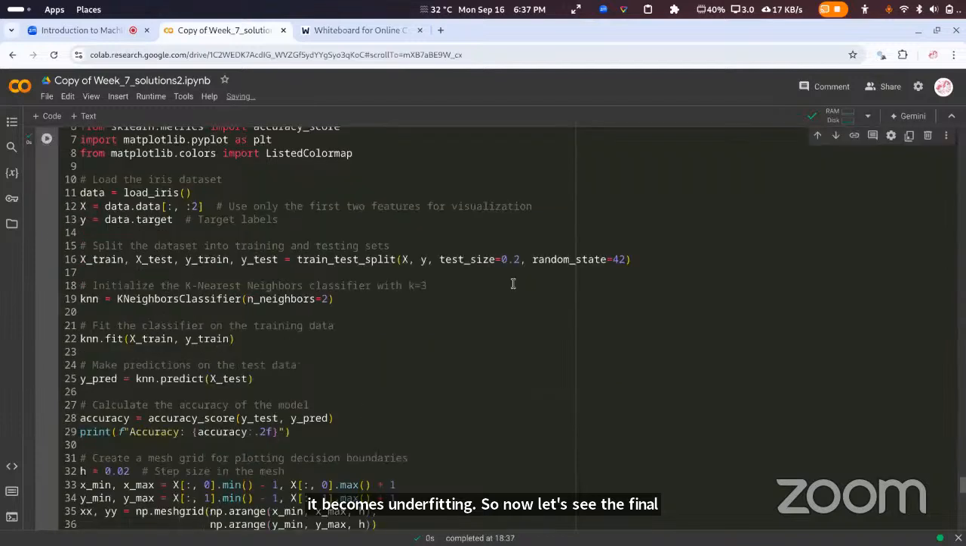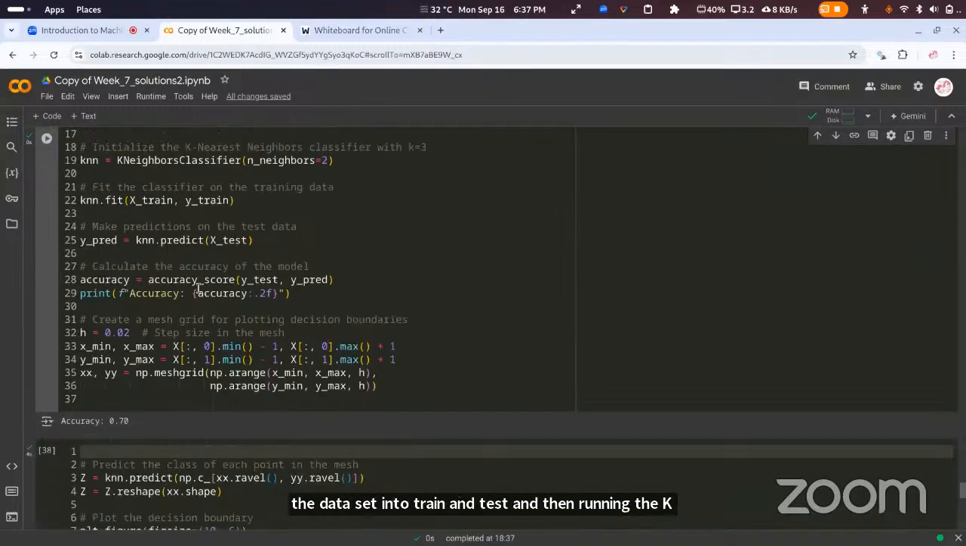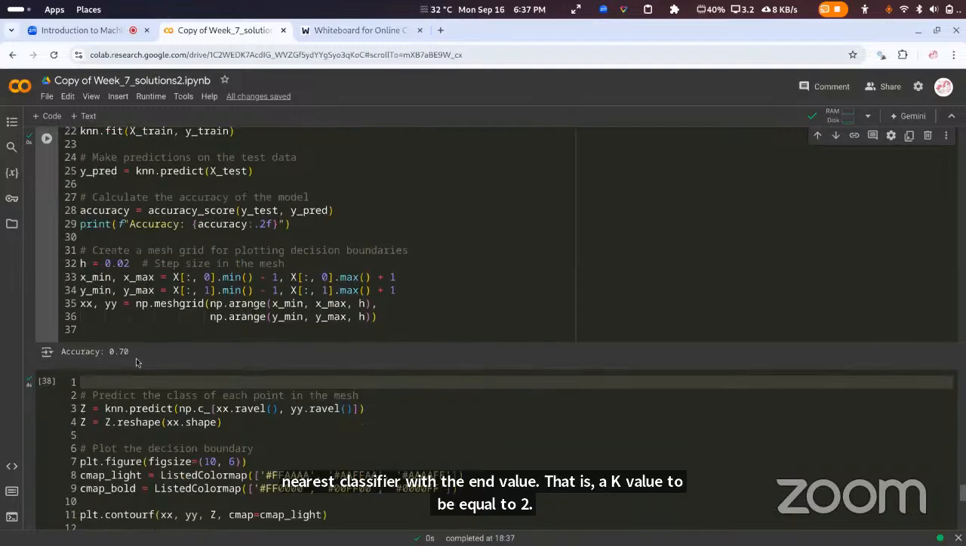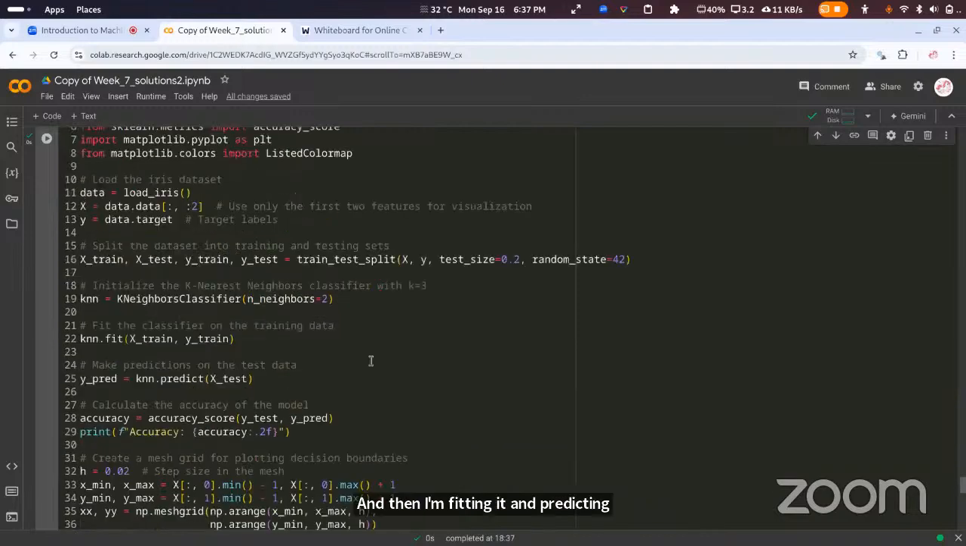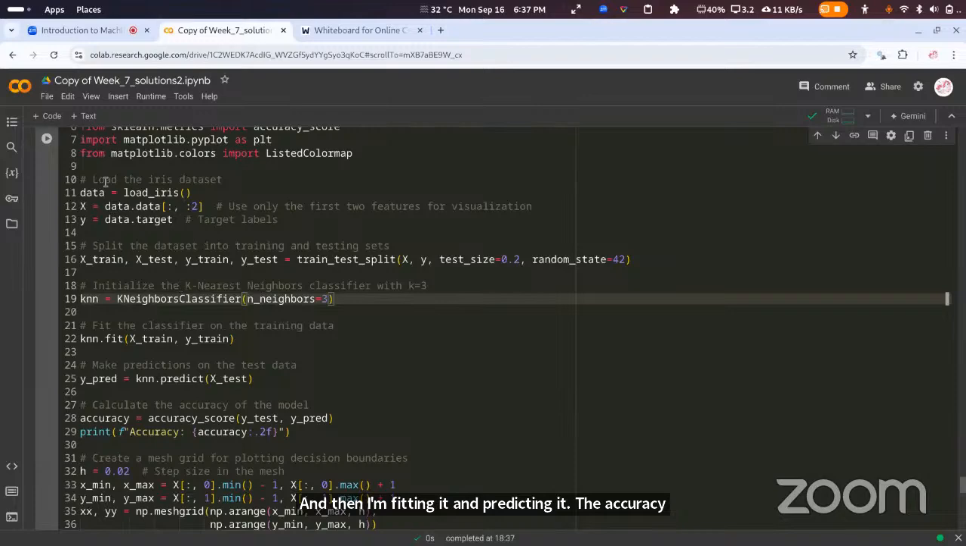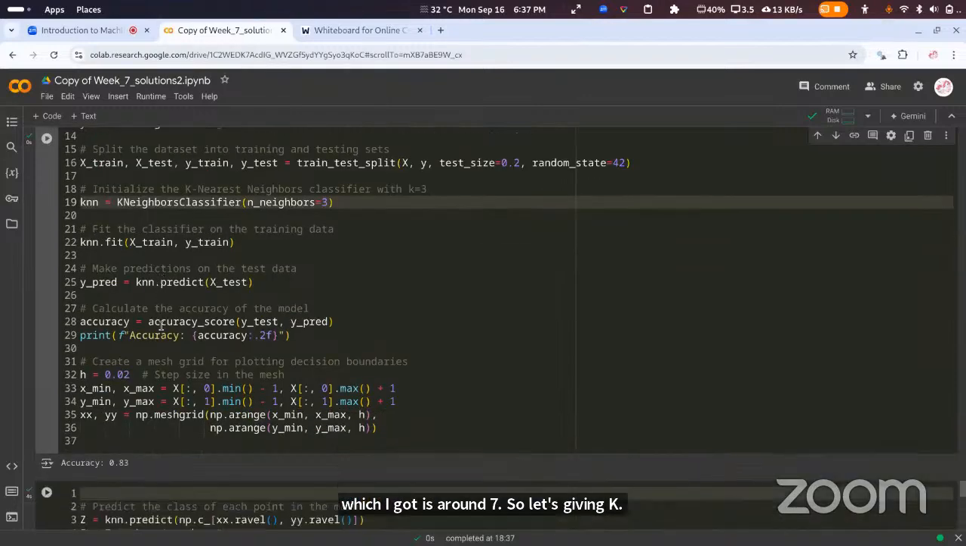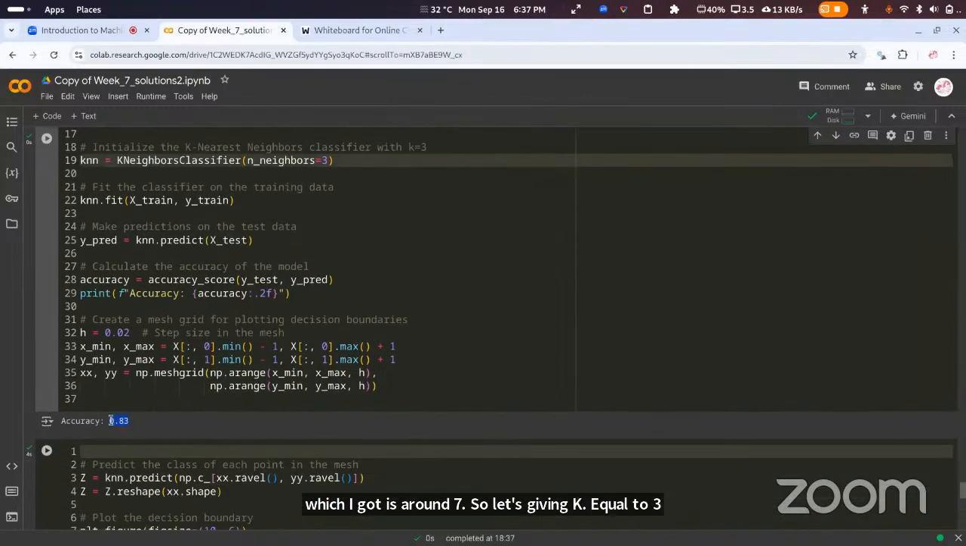Here, the same thing which was done for the decision tree is done. I'm splitting the data set into train and test and then running the K nearest neighbors classifier with the n value, that is the K value, equal to 2. And then I'm fitting it and predicting it. The accuracy which I got is around 0.7. So let's try giving K equal to 3 and check whether the accuracy increases or not. Now you can see that the accuracy has increased from 0.7 to 0.83 because in the earlier case there was overfitting. So the test data points weren't classified correctly, though the trained data points were classified correctly.